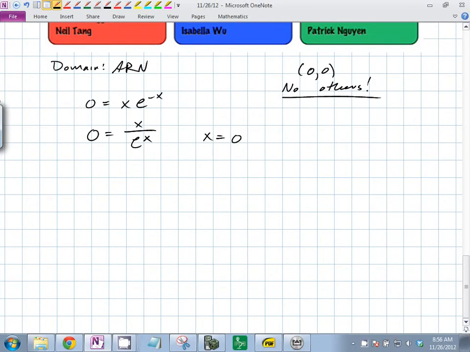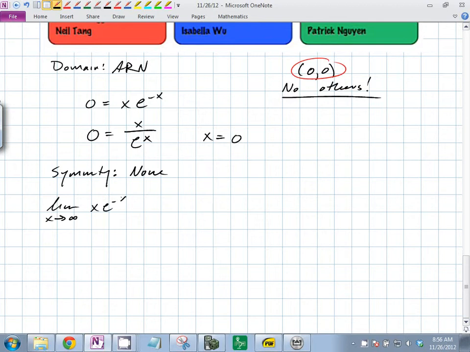Symmetry. I like that. Symmetry. Is there any? No, there is none. Okay, so there's no symmetry, and we have this one intercept right here. Nice. What do you want to try to figure out next? Asymptotes. Okay. The limit as x goes to infinity of x e to the negative x.